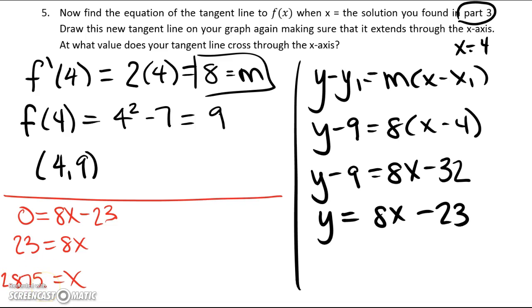So when I draw the equation for the tangent line, we're going to end up going through the x-axis at x equals 2.875, and this will be the next value in our iterative process.